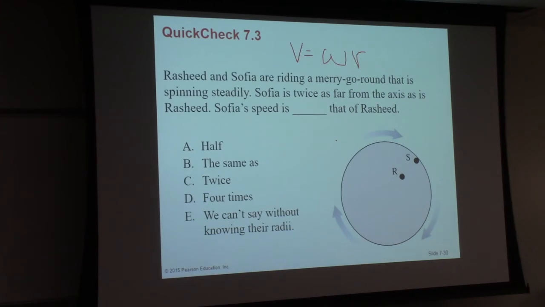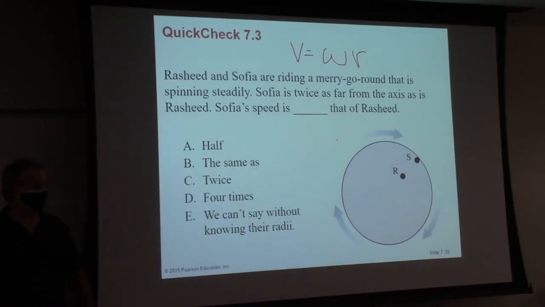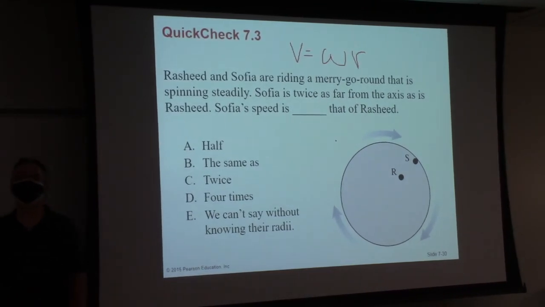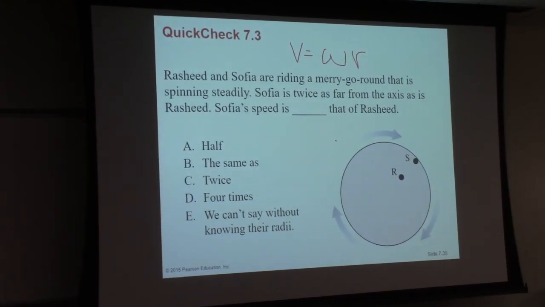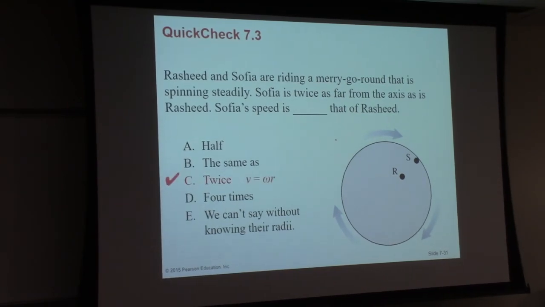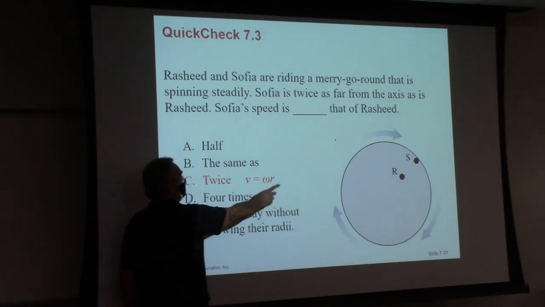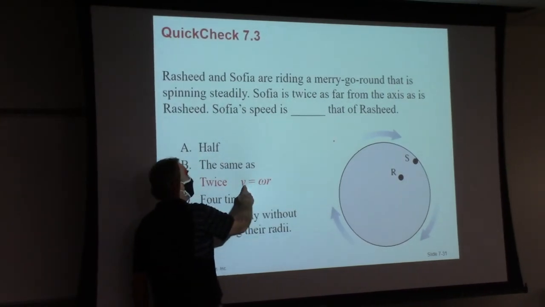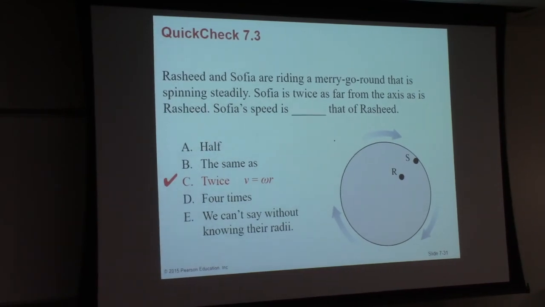We just saw that they had the same omegas, so now you're in a better position to answer. Excellent, good, perfect. I think everybody got in. So, there's the formula here. Twice as much, right? If R is twice as big, V is going to be twice as big. Good, so they're directly proportional to each other.